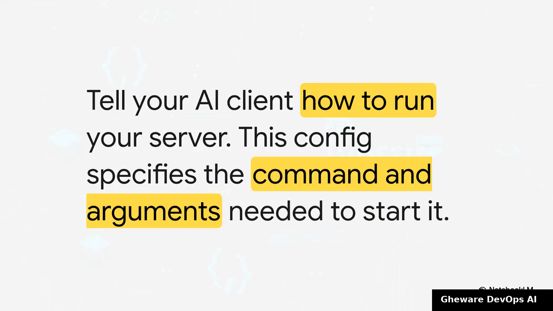Okay, now we need to introduce our server to the AI. So in our AI client's configuration, say for Claude, we'll add this little block of JSON. All it does is give our server a nickname, greeting, and tells the client exactly how to run it. Use the node command and point it to our compiled index.js file. That's how it knows how to start it up.